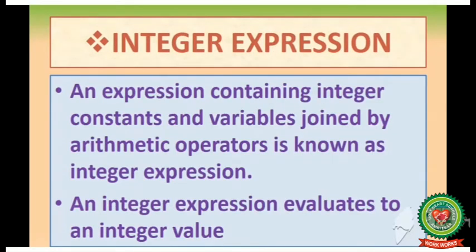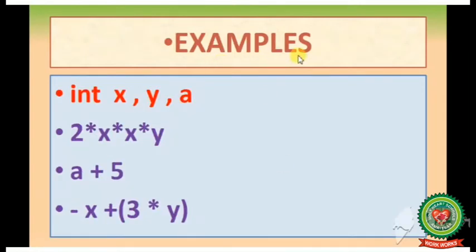An expression containing integer constants and variables joined by arithmetic operators, that is plus, minus, multiply or divide, is known as an integer expression. An integer expression evaluates to an integer value, means when we combine integer expressions, the resultant value is always an integer. Clear? So now we will discuss some examples of integer expressions.